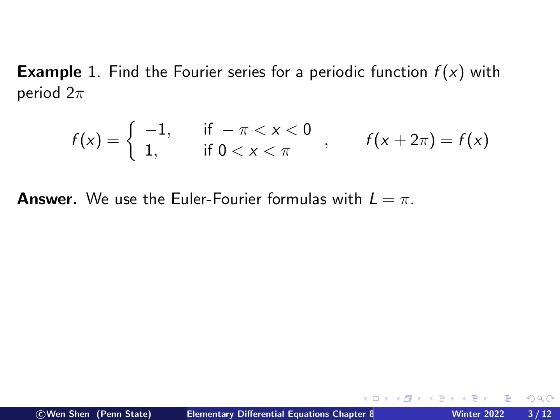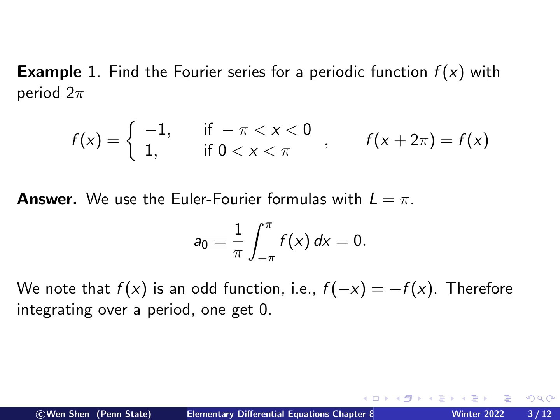Now we use the Euler-Fourier formula with L equals pi. That's a bit simpler expression. Let's first compute a_0, which the formula says is 1 over pi times the integral of f of x times 1 dx. And f is negative 1 on this interval, and positive 1 on this interval. So on this interval, the integral will be negative pi, and on this it will be pi, and they cancel each other, and that's 0. You can also be less specific and use the abstract property that f of x is an odd function. It satisfies this expression. Therefore, integrating over this period, which is symmetric about the origin, we get 0.